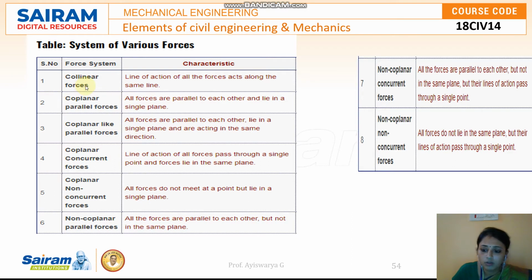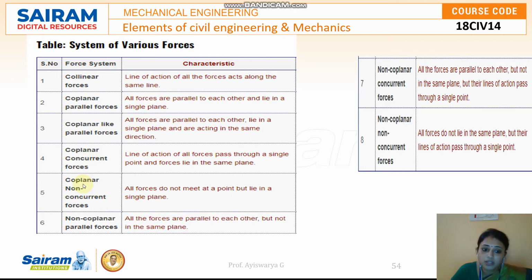Collinear forces means the line of action of all the forces acts along the same line, so the forces will be in the same line. Coplanar parallel forces means all the forces are parallel to each other and they will be in a single plane. Coplanar like parallel forces means everything will be in a single plane and acting in the same direction. Coplanar concurrent forces means all the forces lie in the same plane, and concurrent means they will meet at a single point. So the forces will be in the same plane and meeting at the same single point.